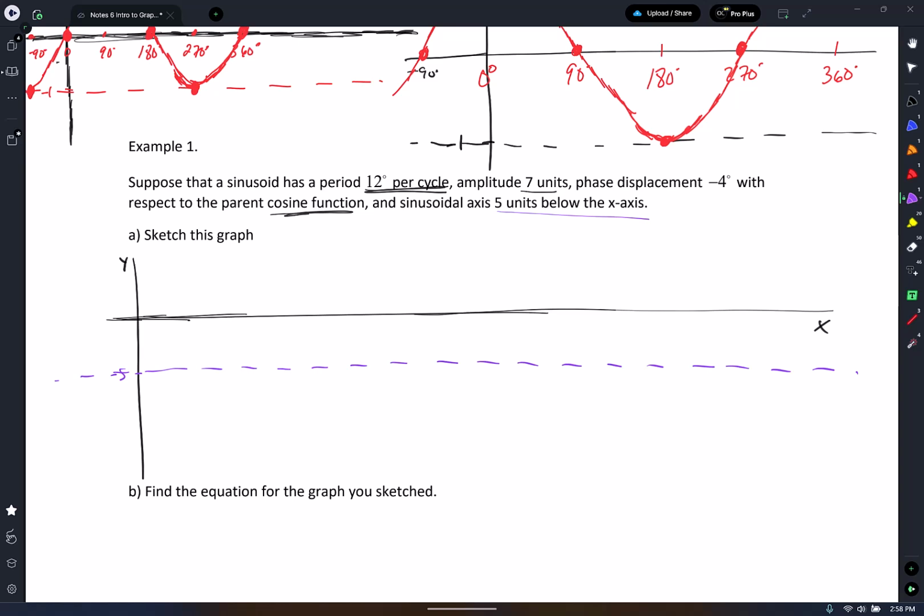The amplitude is 7. So that means from the midline, I'm going to go 7 up and 7 down. So from -5, if I go 7 up, I'm going to be at 2. So there it is at 2, just a little bit above the x-axis. And I'm going to go 7 down. What's that, -12?